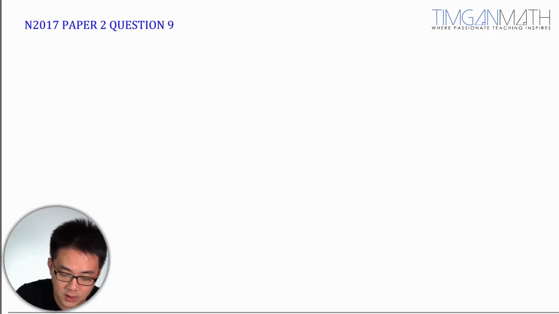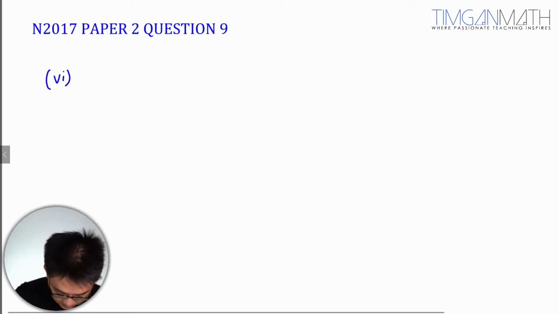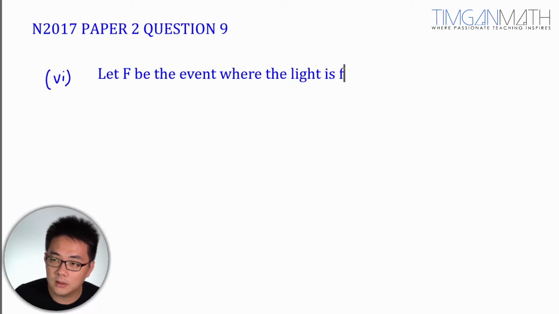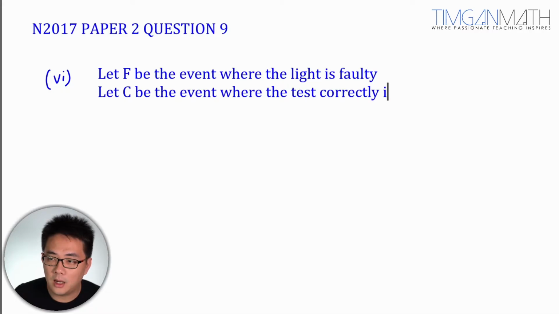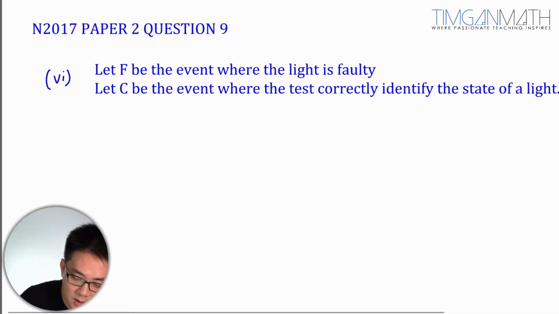Okay, let's see how we can do this properly. So this is part 6. I think first of all, we need to define the events. So let F be the event where the light is faulty. I will let C be the event where the test correctly identifies the state of a light. So that's what we're gonna do.